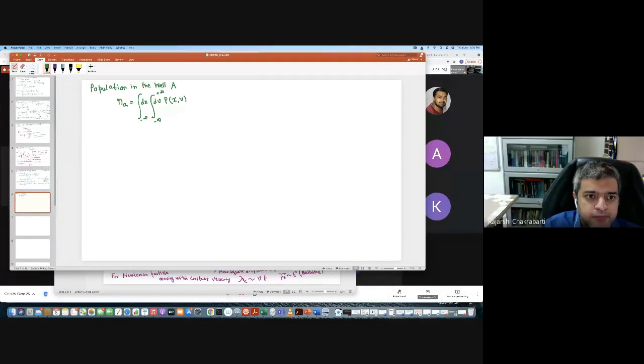Yes. Ideally, this should be minus infinity to the well, but we have taken the upper limit to infinity. This is another assumption, okay? Because we assume that beyond that well, there are not many particles. So we can integrate all over the space, okay? All over the space.